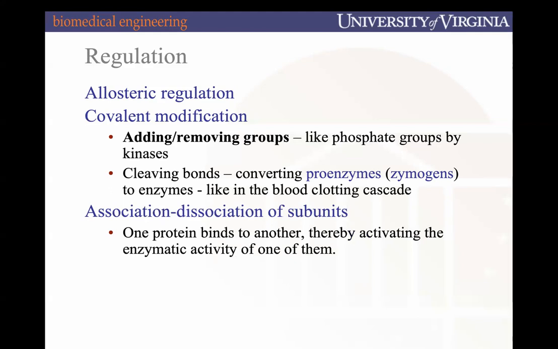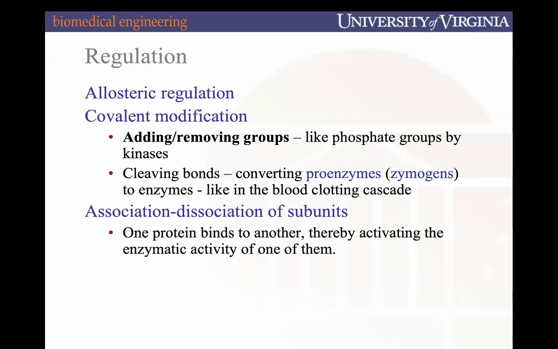We have also the association and disassociation of specific subunits. One example of this is when one protein binds to another, such as when a receptor binds to what it's meant to bind to, its ligand. Sometimes there are two receptors that come together when that binding happens.